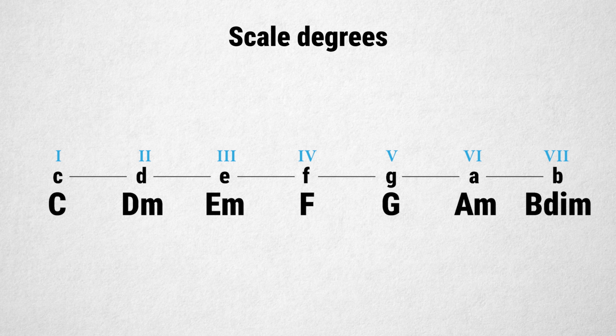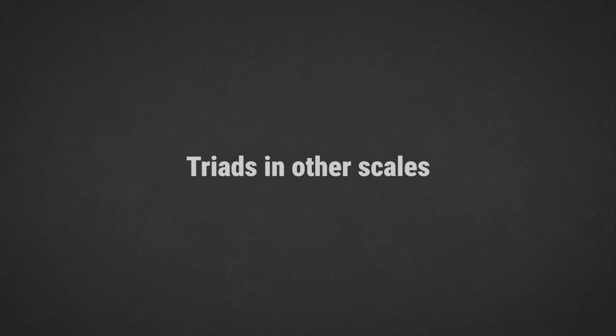Now, the degrees are indicated with Roman numerals. And as we have seen, we can build chords on every scale degree. Those chords are also indicated with Roman numerals, but the minor chords are indicated by lowercase numerals and the major chords are indicated by uppercase numerals. Every scale can be harmonized by building triads on each scale degree.